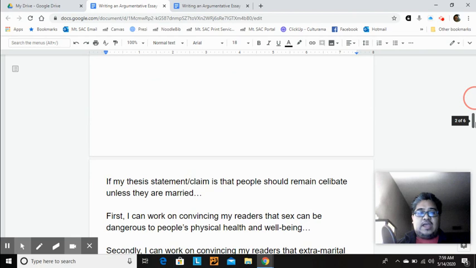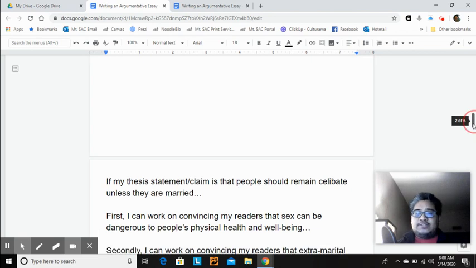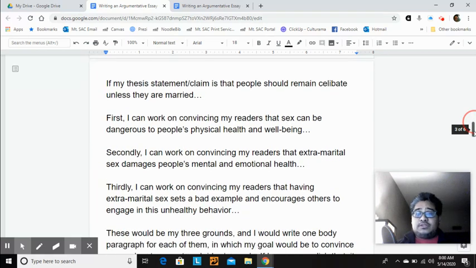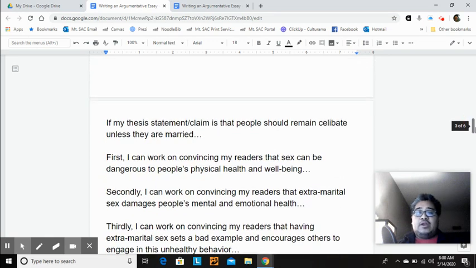if I'm writing an argumentative essay and my thesis statement or claim is that people should remain celibate unless they are married, celibate meaning, of course, no sex or sexual intercourse. If that's the overall claim, the big idea that I want my readers to accept, my target audience, whoever that target audience may be, what I can do is set up a series of grounds. And if I can get my readers to accept these grounds, they're going to be much more likely to accept my claim that people should remain celibate unless they are married.